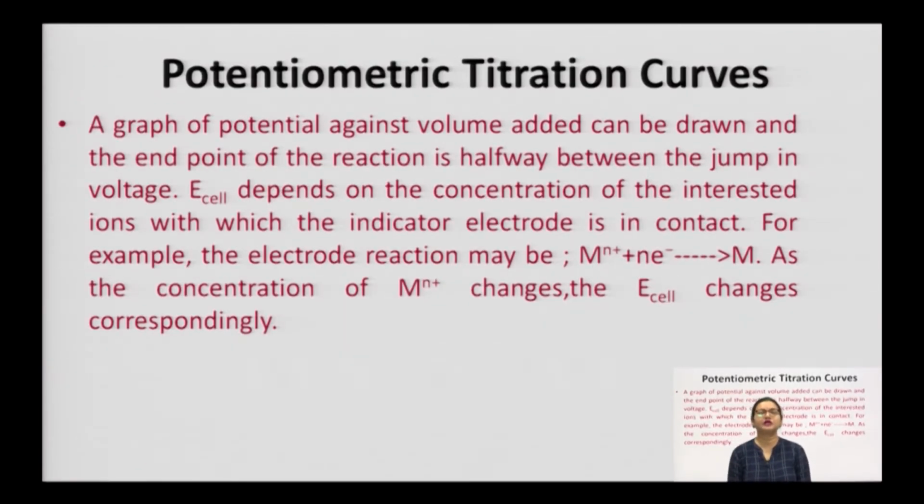Then what is a potentiometric titration curve? A potentiometric titration curve is a titration curve plotted between the volume added from the burette and the potential difference. The potential changes along the titration as the titration proceeds. The graph of potential against the volume being added can be drawn, and the end point is found from it.